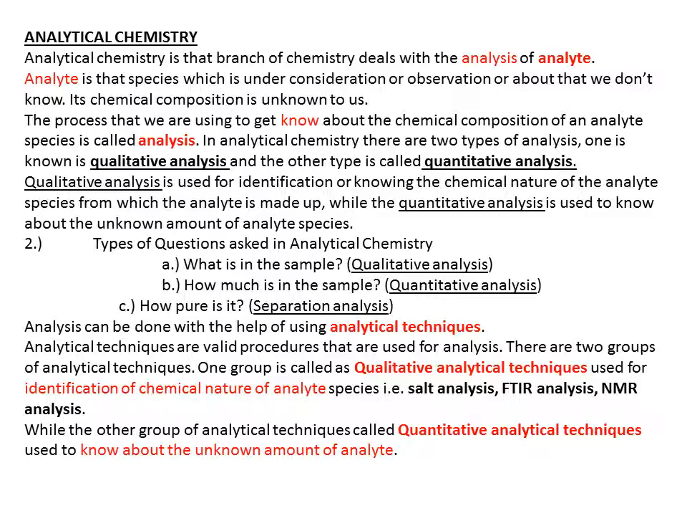With the help of qualitative analysis, we know the type of chemical, means this type of analysis we are using for identification purposes, while the other kind of analysis, that is quantitative analysis, is used to know the unknown amount of the chemicals. So to know about the amount of analyte, that kind of analysis is called quantitative analysis.